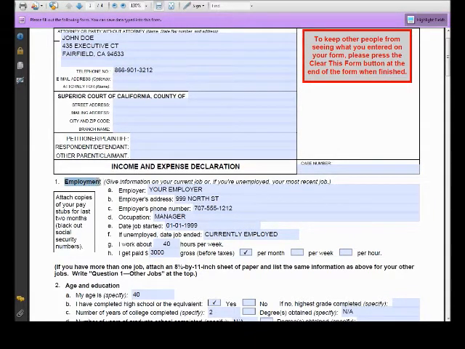Section 1 of the I&E is titled Employment. For lines A through H, give information on your current employment. If unemployed, use the information from your last employment to complete lines A through H. Each line must be completed. If you have multiple employers, attach an 8.5 by 11 sheet of paper and list the information for lines A through H as you did with your first employer. At the top of the additional page, write Question 1, Other Jobs.